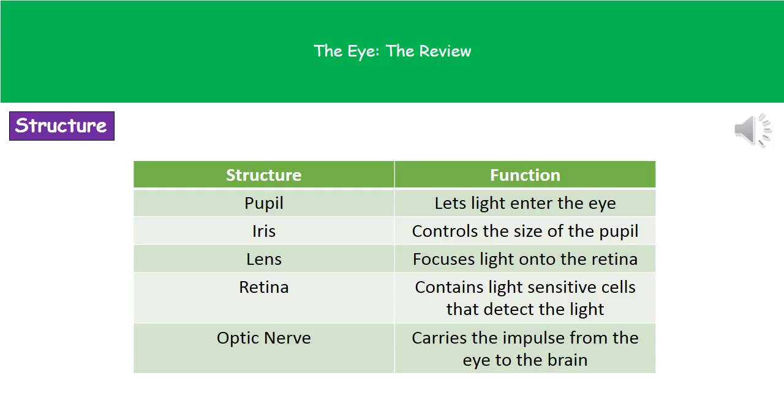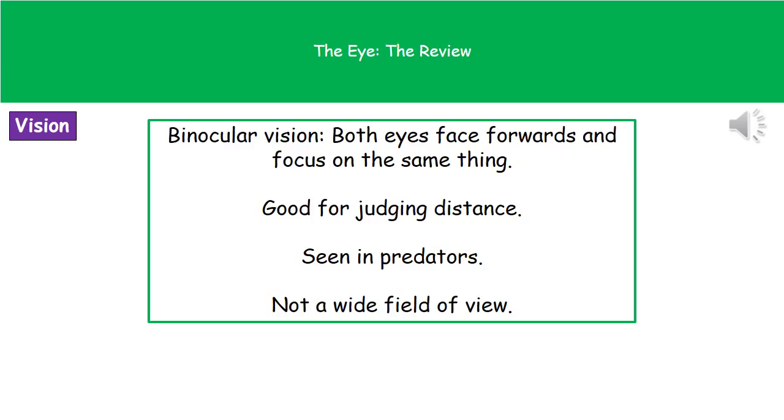Inside the eye we had the lens. Now the whole purpose of our lens is to focus the light that enters our eye onto the retina. And the retina contains those light sensitive cells which will detect the light and convert it into electrical impulses. And then finally our optic nerve is the actual nerve that's going to carry that impulse from the eye to our brain.